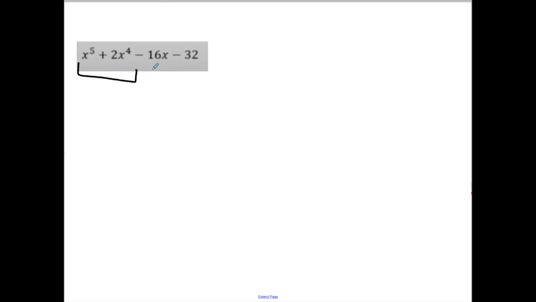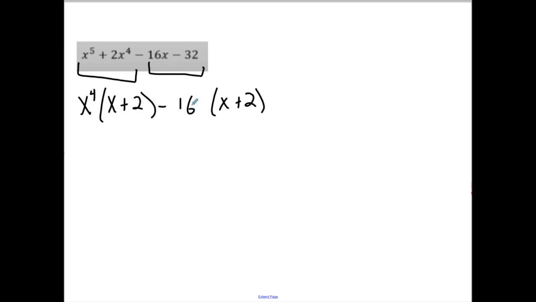So let's just start by trying to do it as is. Here, they both have an x to the 4th in common. So I get x to the 4th, and this is x plus 2. Remember, the goal is to see if there is any way we can get this to also be x plus 2. It has to be, or the factoring by grouping won't work. And as it turns out, if this is minus 16, negative 16 times x is negative 16x, negative 16 times 2 is negative 32. So I get x to the 4th minus 16 times x plus 2.